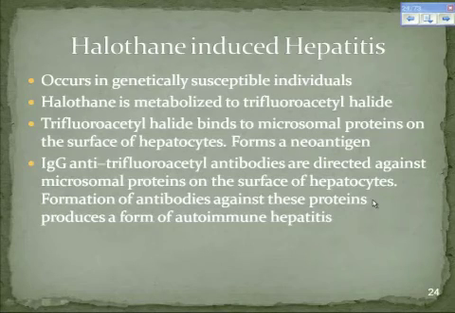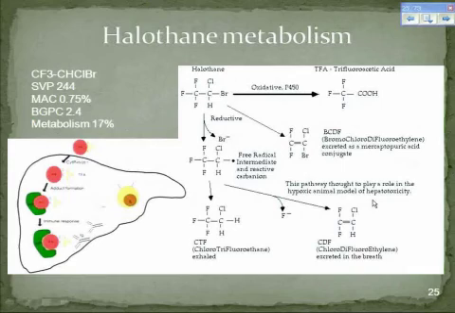Okay, IgG anti-trifluoroacetyl antibodies are directed against the microsomal proteins on the surface of the hepatocytes, and these antibodies attack them and basically destroy these cells. Okay, so it becomes an autoimmune hepatitis. So it is an immune-mediated mechanism in somebody who's genetically susceptible. This is a very nice overall view of the conversion of halothane to trifluoroacetic acid.